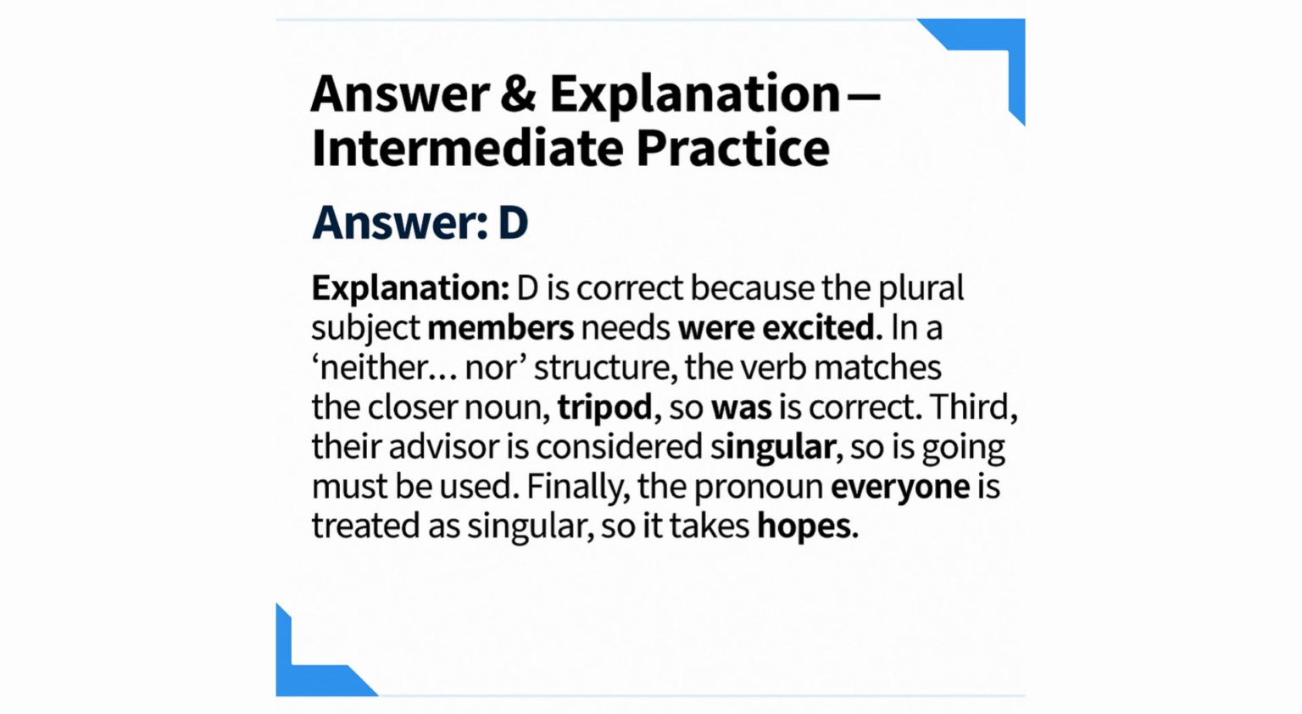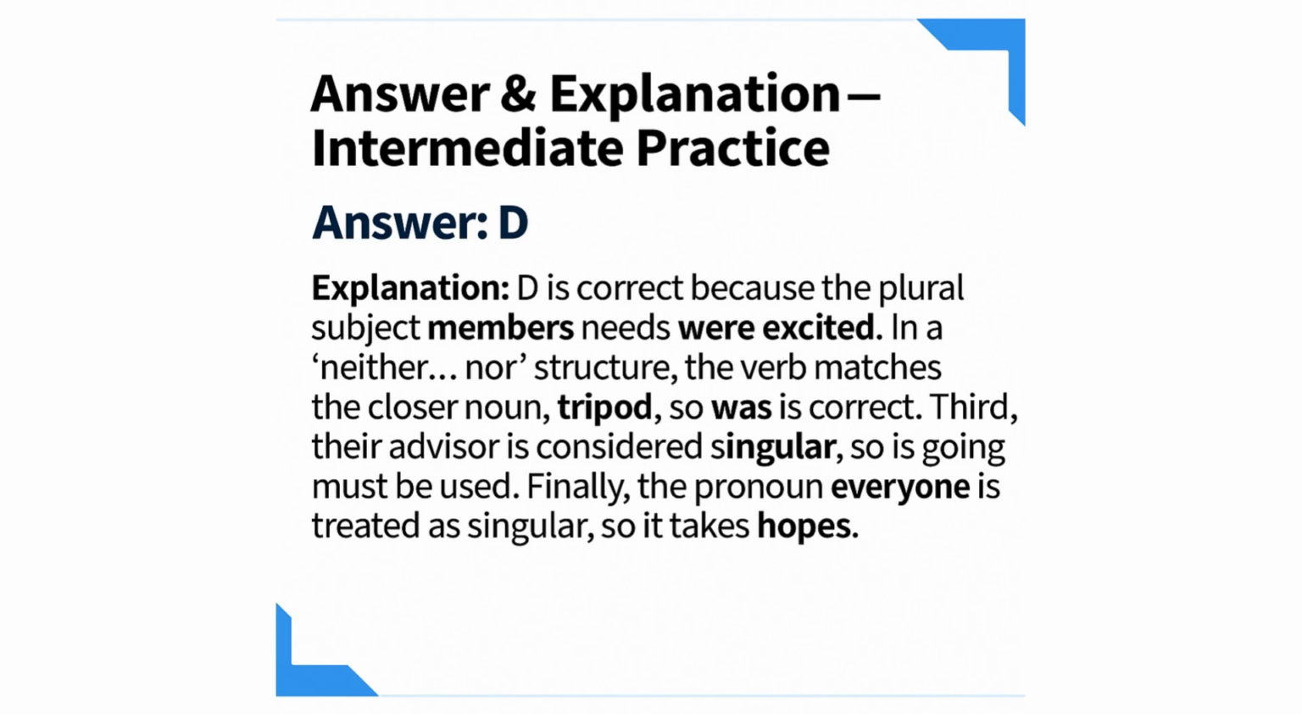Next, in the phrase "neither the telescopes nor the tripod," the verb agrees with the noun closest to the verb. Since "tripod" is singular, the correct verb is "was." Third, the clause "their advisor, along with 2 senior students" looks plural, but the real subject is "advisor," which is singular. Therefore, the correct verb form is "going." Finally, the pronoun "everyone" may feel plural in meaning, but grammatically it is always singular. So we must use "hopes," not "hope." When all of these corrections are combined, only option D fixes every subject-verb and pronoun agreement issue in the passage.